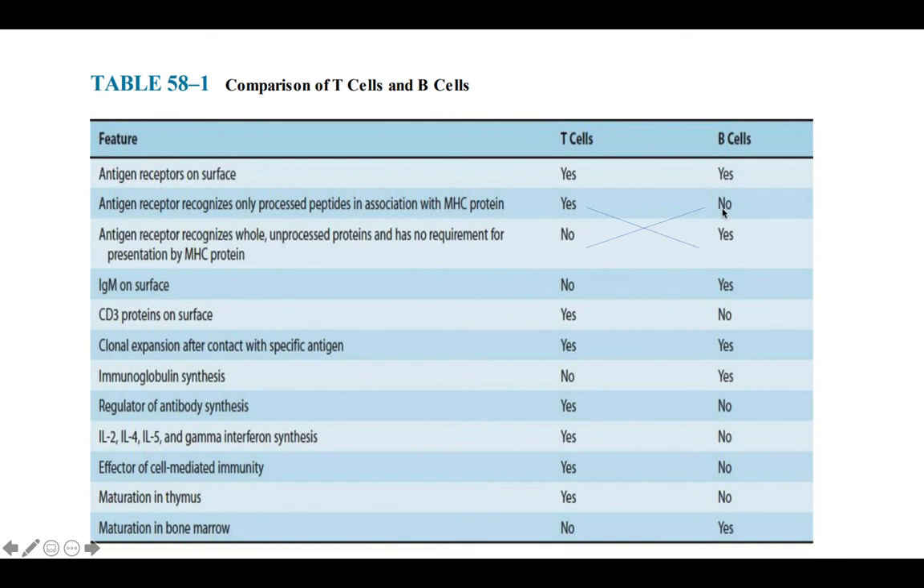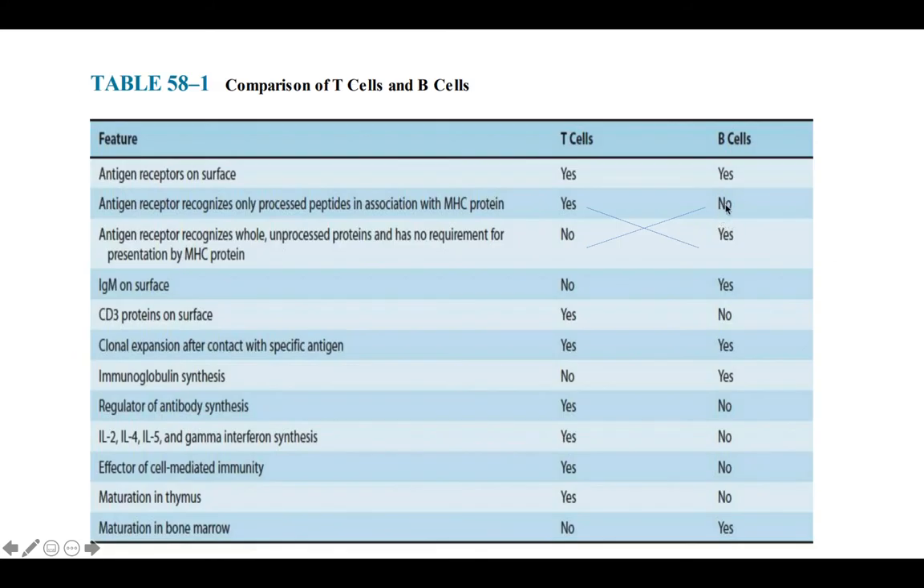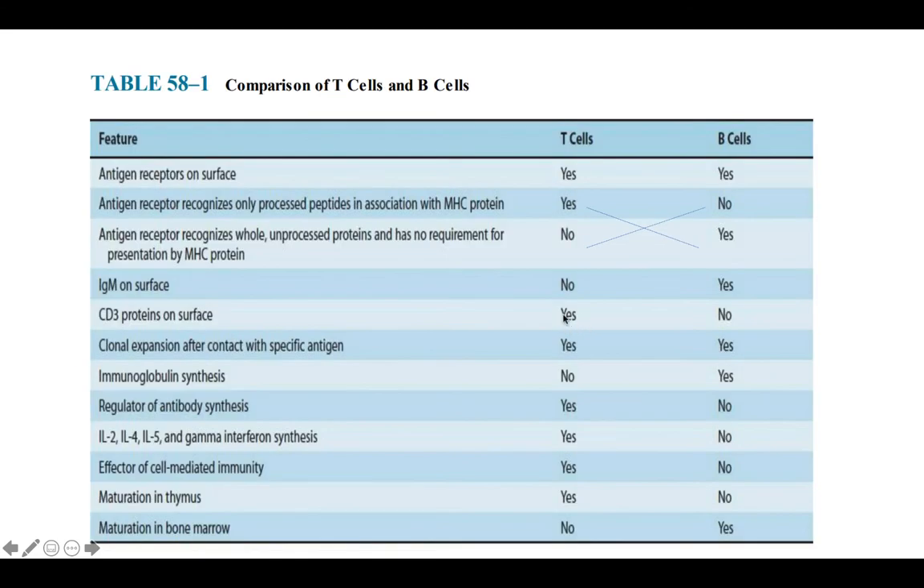هل هذا الـ IgM بحاجة الـ MHC؟ مش بحاجة الـ MHC. So the antigen receptor هذا تبعها can recognize any peptide، ذكر حكينا peptide, lipid or sugars or anything. That's for the B cell. The antigen receptor recognizes whole unprocessed proteins. هذا بالعكس، اللي حكينا this happens for the B cells، ولأن T cells only peptides عن MHC. IgM on the surface means the B cell. CD3 on the surface will be on the T cell.